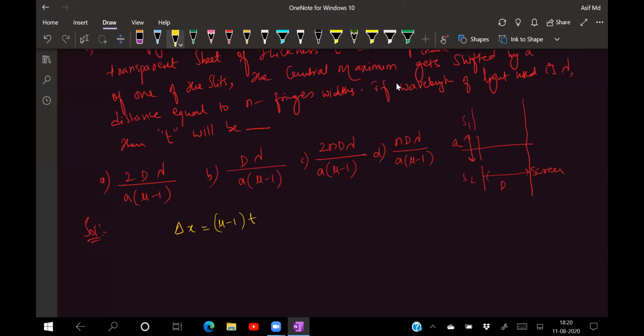Isn't it? If the fringe pattern is displaced by x, then that x value will be equal to the path difference. So the path difference for that is delta x equals x into d by capital D, and the fringe width is lambda into capital D by small d.